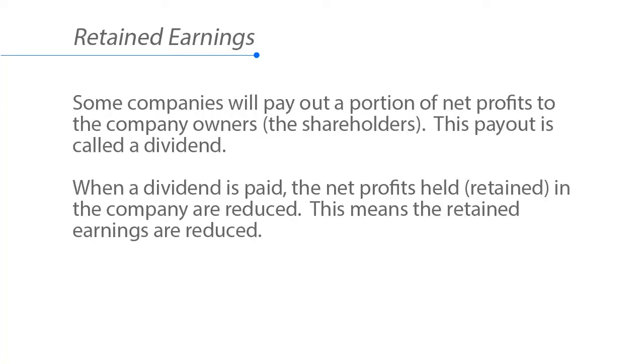Some companies will pay out a portion of net profits to the company owners, the shareholders. This payout is called a dividend. When a dividend is paid, the net profits held or retained in the company are reduced. This means the retained earnings are reduced.